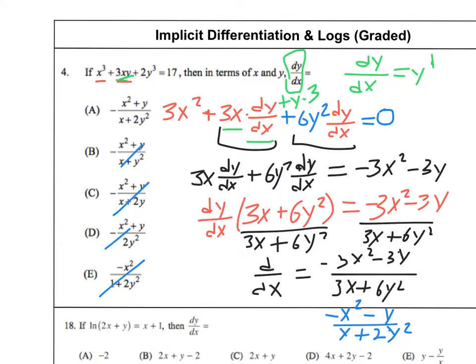But they've got a negative out front, and oh, they factored out a negative, and on the top, both of those became positive. That's where that answer comes from. Okay.